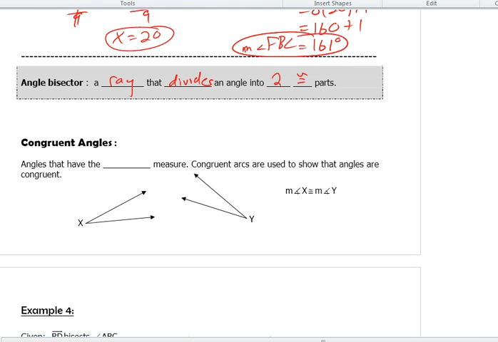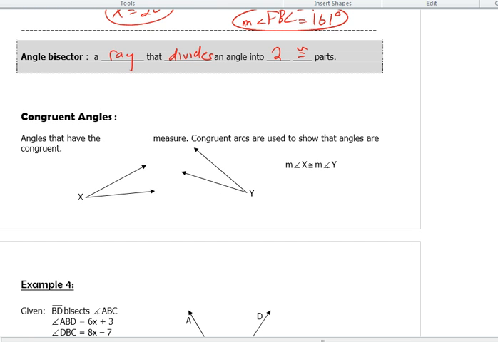Congruent angles are angles that have the same measure. Congruent arcs are used to show that angles are congruent. In other words, this is what you'll see. If you see two angles that are marked with the same arc or the same number of arcs, all that means is they're congruent. So x and y are congruent. That's all that's saying. It's very simple. You could, if you wanted to, make it two arcs. You'll see that sometimes. As long as they have the same notation, that means they are congruent.